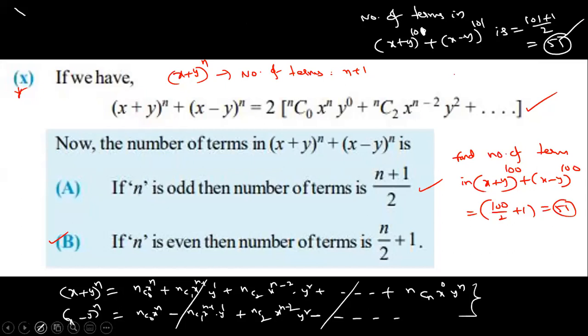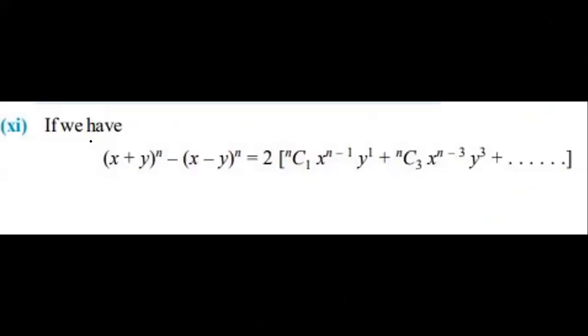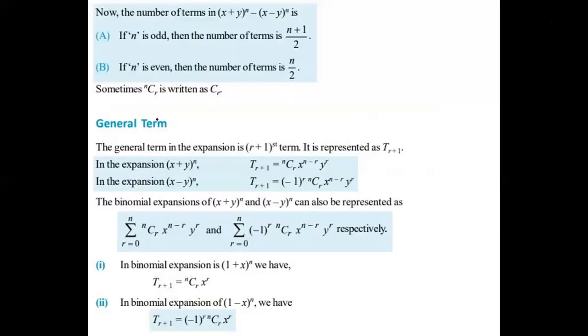I'm proceeding. See. Suppose it is subtracting, what is the result? Anyone? Subtracting means what is the case? This time the nC0, nC2, nC4 terms are cancelled. The rest of the terms remain. See carefully. Now, this is the answer.